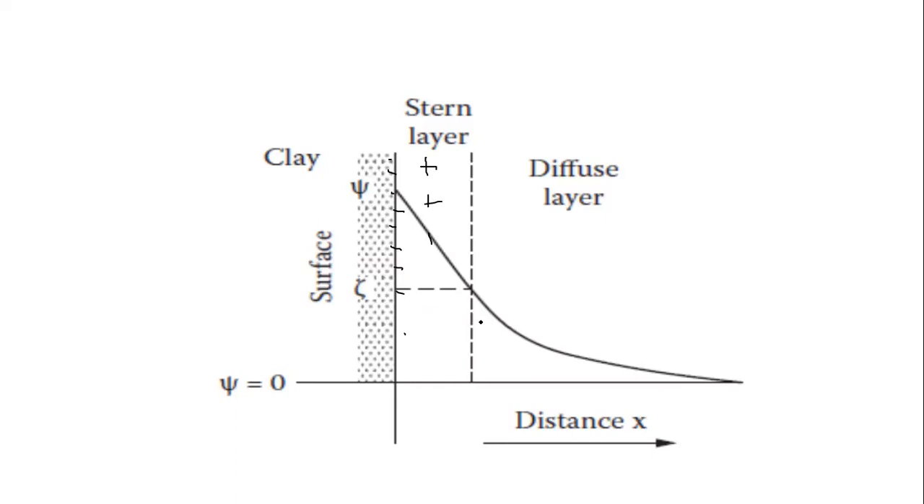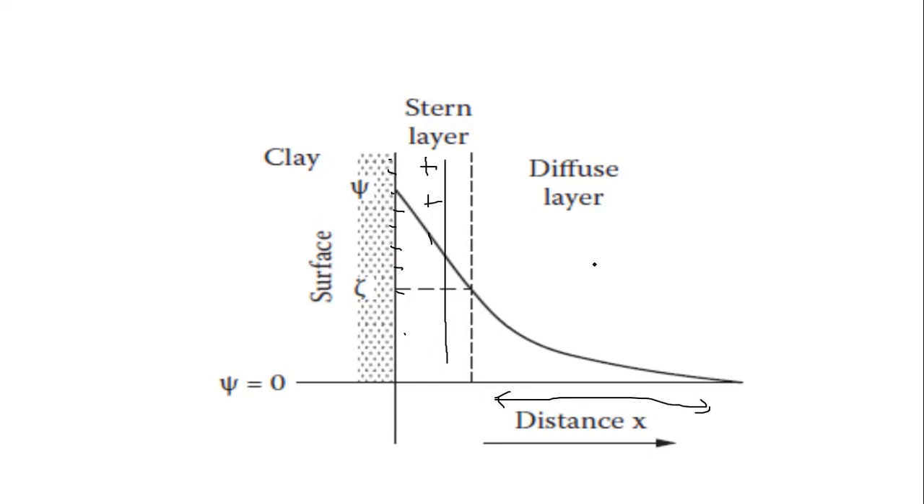In the Stern layer, the potential decreases with the distance from the surface according to the Helmholtz theory. Similarly, students, as the distance increases, the potential decreases. From here to here, the potential decreases. After that, when it comes to the diffuse layer, the decrease in potential follows the Gouy-Chapman theory. Here the potential difference is completely explained by the diffuse layer theory of Gouy and Chapman.